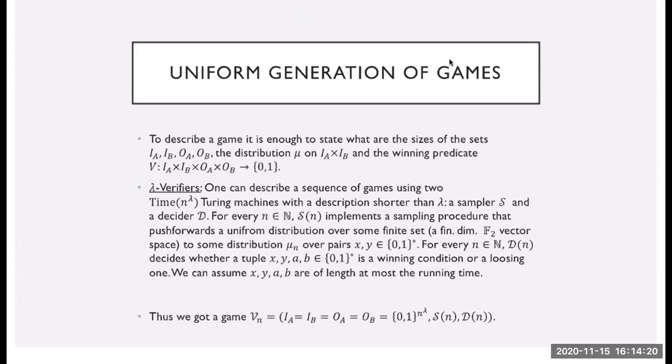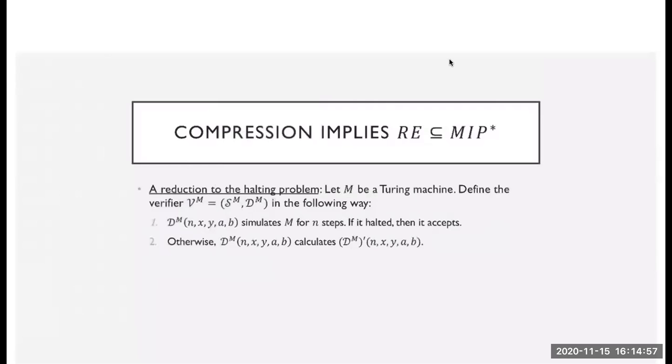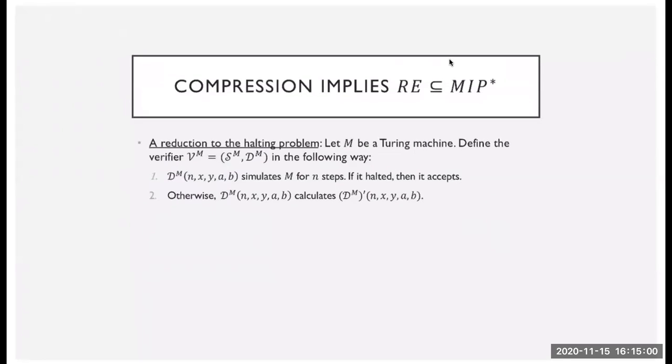Yeah. Okay, great. But the point is that actually you can think of the nth game as generated by these two Turing machines. So you can just input n into S, input n into D, and then D_n, if you put in X, Y, A, and B, decides whether it's a winning or a losing condition. And since we had this time bound on these Turing machines, we can say that we actually take only strings of length at most n to the lambda. Okay. Great. So let's move along. Now I want to state the theorem.